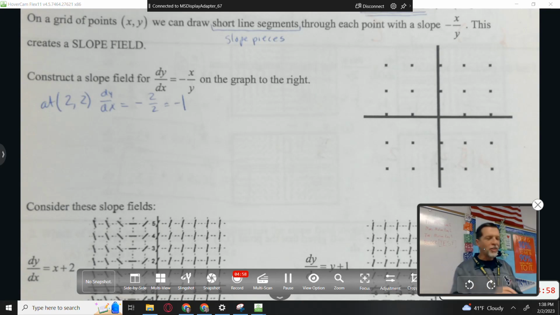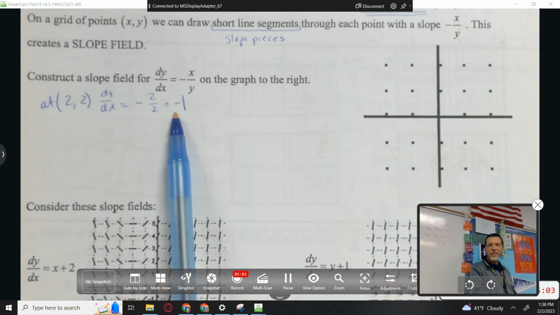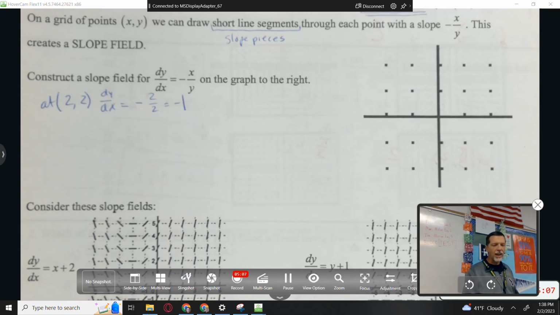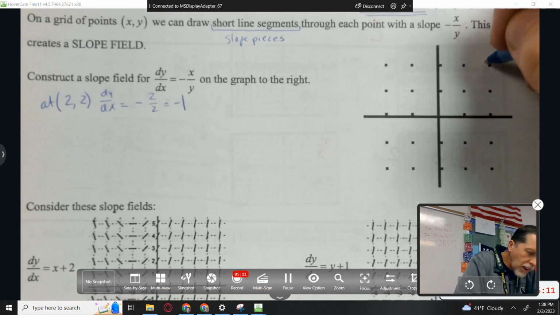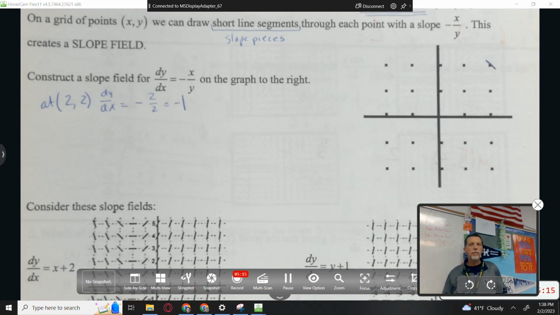All right, so we're going to go to the point 2, 2, and we're going to draw a slope piece that's negative 1. So we're going to draw a slope of negative 1, which you can kind of look ahead, and even though those look more complicated, it's just a little piece with slope negative 1. So again, don't draw a full line there. It's just a little piece of a slope.